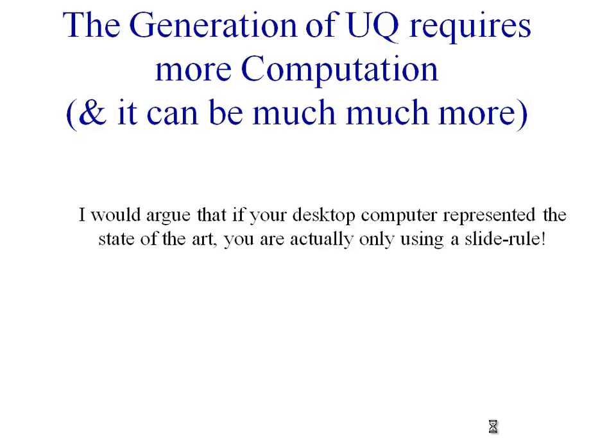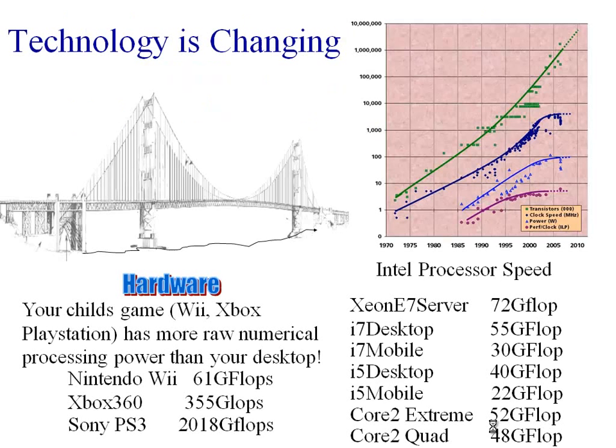I don't want to offend anyone, but I would argue that if your desktop computer represents the state of the art, you're pretty much only using a slide rule to do your calculations. A slide rule is probably a little bit of an exaggeration. It's probably more like a pocket calculator. Next year it'll be a slide rule. And if I'm giving this talk again in 2 years, you're basically playing with an abacus to do your calculations. Technology is changing, and it's changing dramatically at the moment.